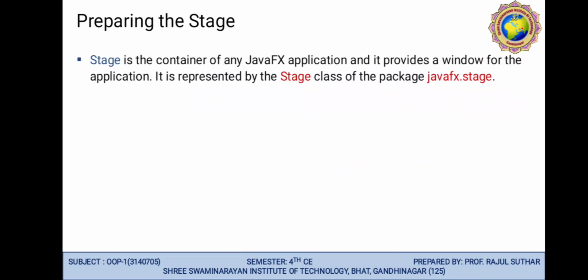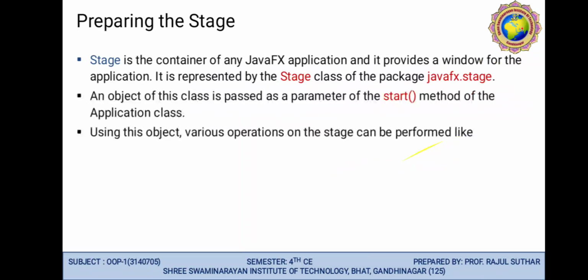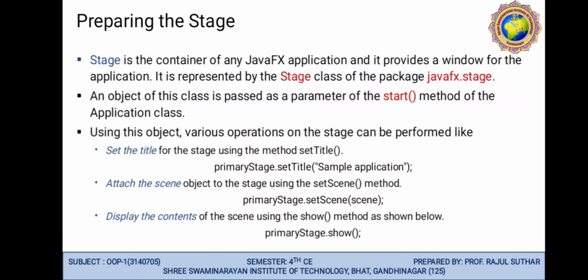Stage is the container of any JavaFX application, and it provides the window for the application. It is represented by the Stage class of the package javafx.stage. An object of this class is passed as a parameter of the start method of the Application class. Using this object, various operations on the stage can be performed. So which types of operations are performed? Like set the title, attach the scene, display the content.